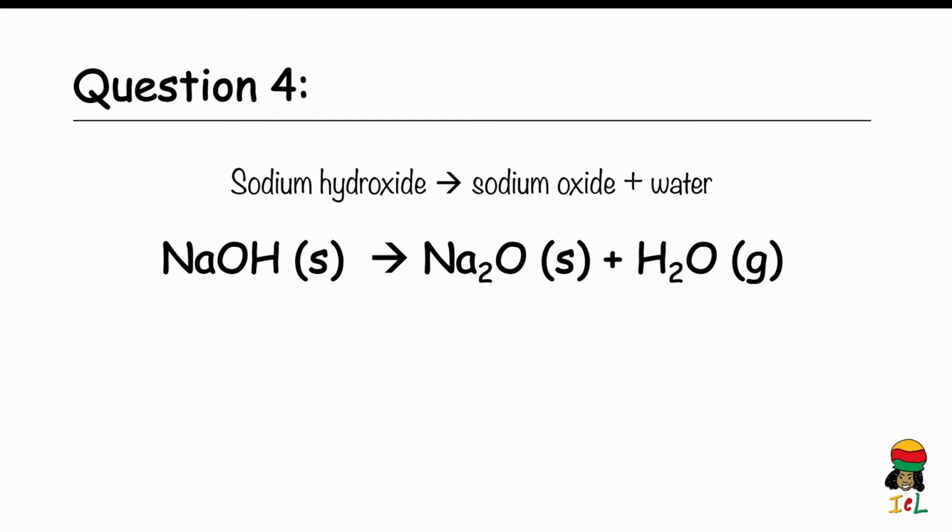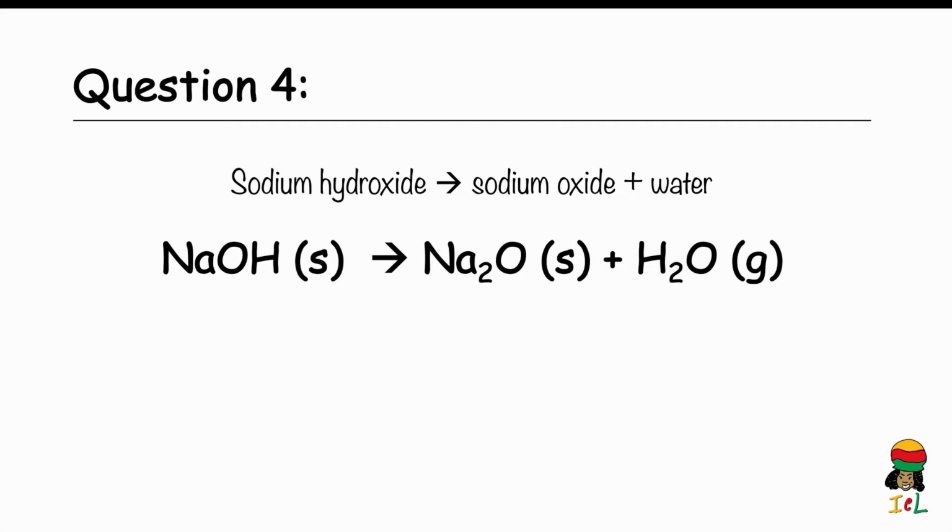For question 4, we're going to write a balanced chemical equation for the following decomposition reaction in which sodium hydroxide solid is heated and decomposed to sodium oxide solid and water in the gas state. First check is that the atoms that exist on the reactant side also exist on the product side. There is sodium, oxygen, and hydrogen on the reactant side. There is also sodium, oxygen, and hydrogen that exist on the product side of the equation. So our first check is complete.